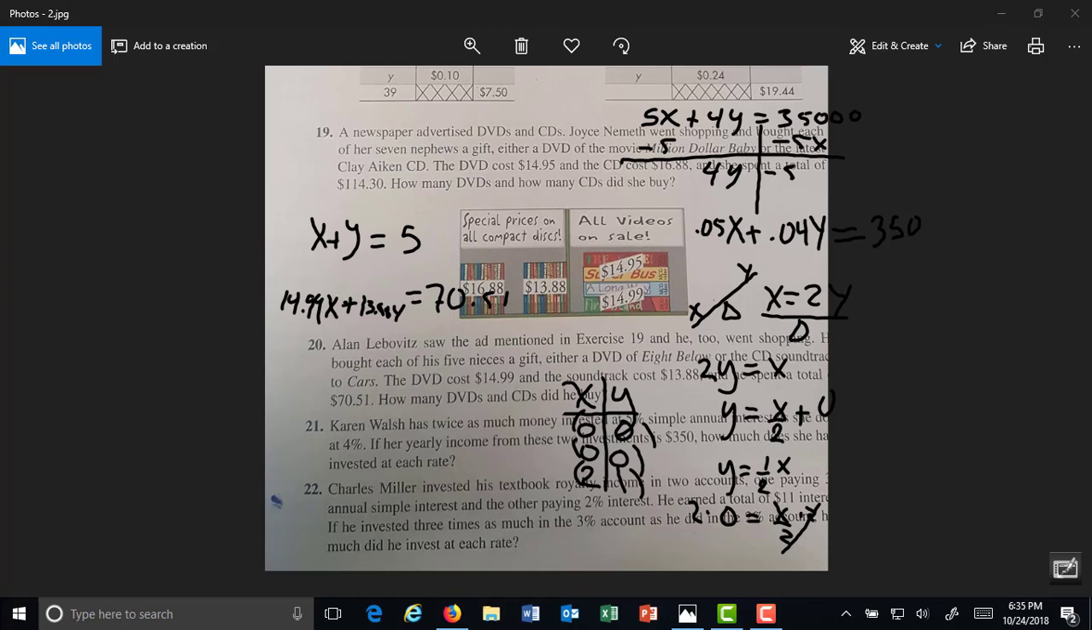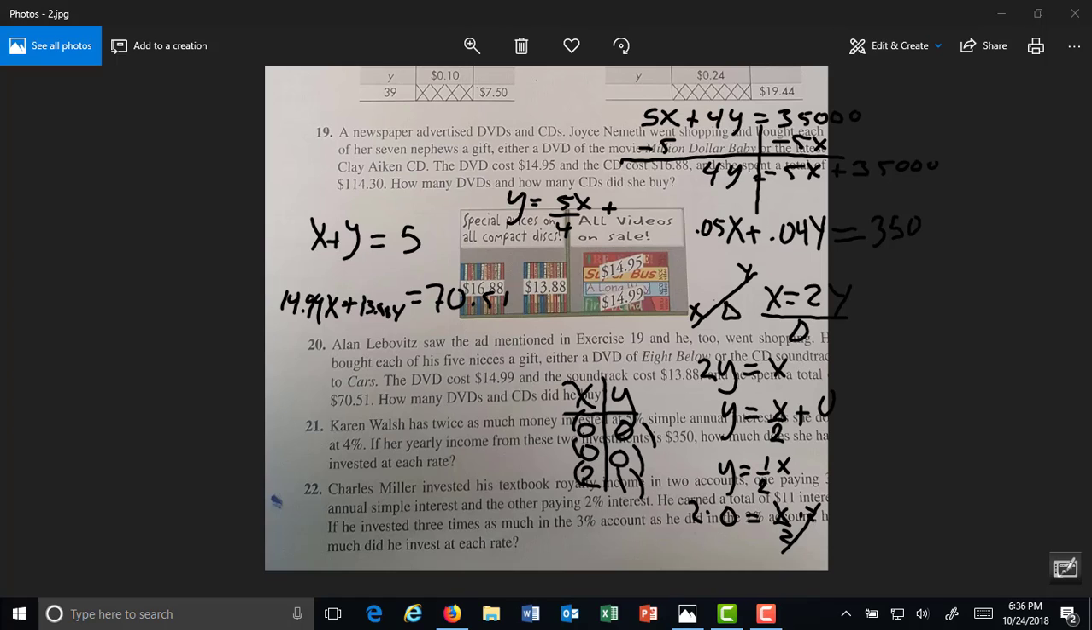Now I have minus 5x plus 35,000. Do you see, in order for me to get the y by itself, I'm going to have to divide by 4? So my second line is a little more complicated, but it's going to be y equals 5x divided by 4, and then 35,000 divided by 4.